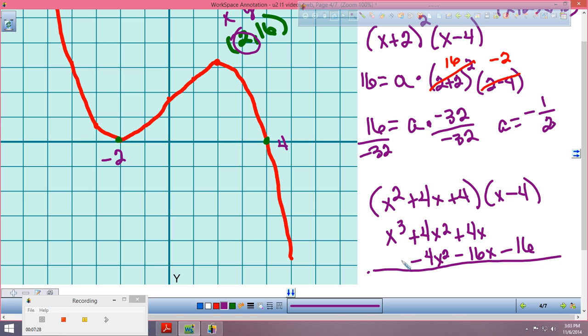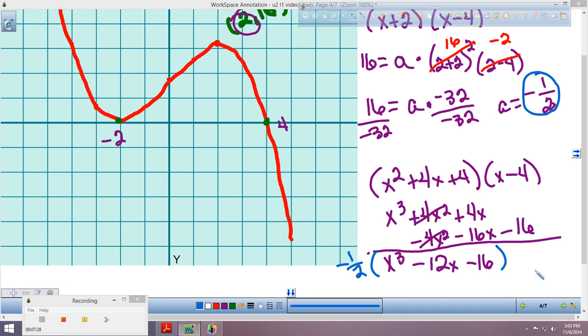Combining like terms, I've got x cubed. 4x squared minus 4x squared, those cancel each other out. 4x minus 16x is going to give me negative 12x. And then I've got minus 16 on the end. Last step, I'm going to take this a value right here, and I'm going to multiply this whole thing times negative 1/2. Final equation.